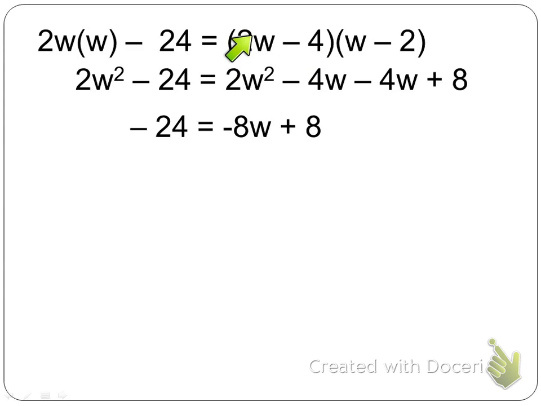So 2W times W, and then you want to do, whoops, sorry, my bracelet is advancing the slides. So 2W times W is 2W squared. 2W times negative 2 is minus 4W. Negative 4 times W is minus 4W. And negative 4 times negative 2 is plus 8.